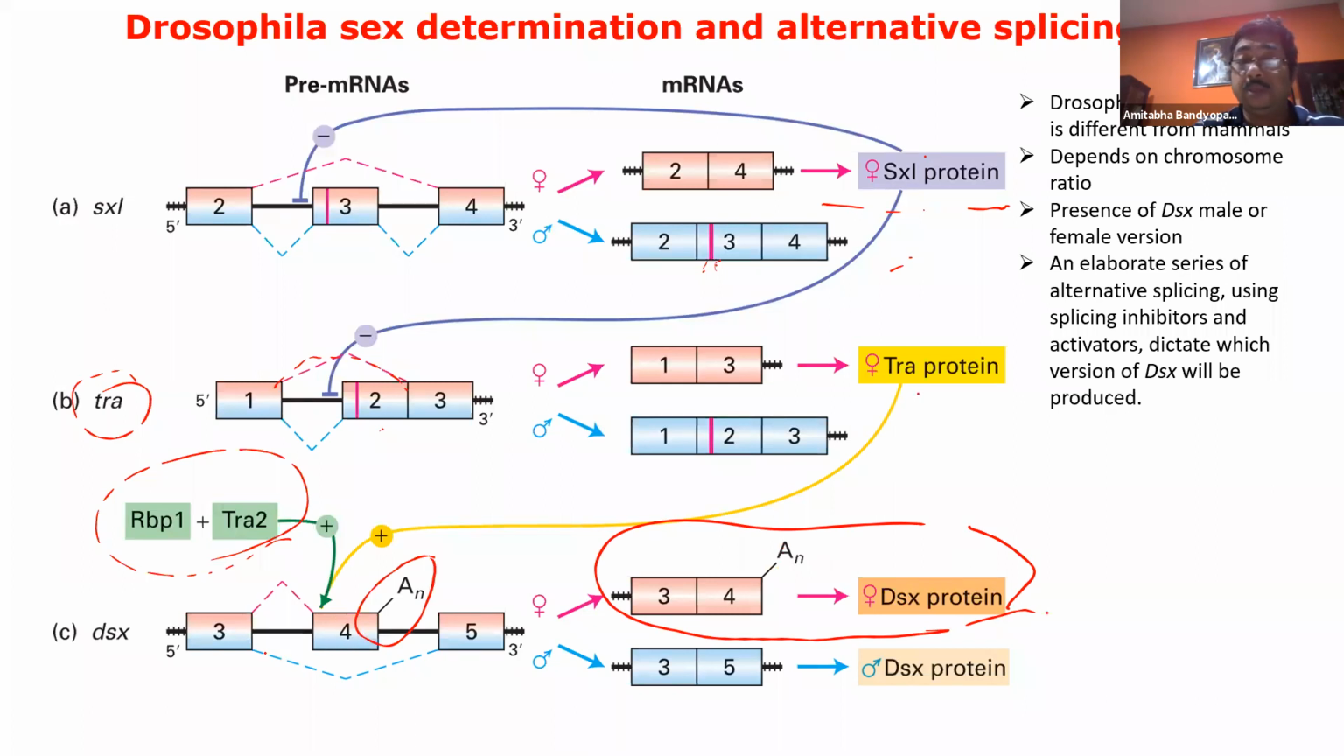In males, because this TRA protein is not there, exon 4 is not recognized. Therefore, exon 3 is spliced directly to exon 5. So the exonic definition did not happen; exon 4 is not defined as an exon in the males. Therefore, you will make a different protein. I think the mRNA actually goes beyond exon 5 because the polyadenylation sequence is not there, but it's a different protein. So this is how sex determination works in Drosophila by alternative splicing.